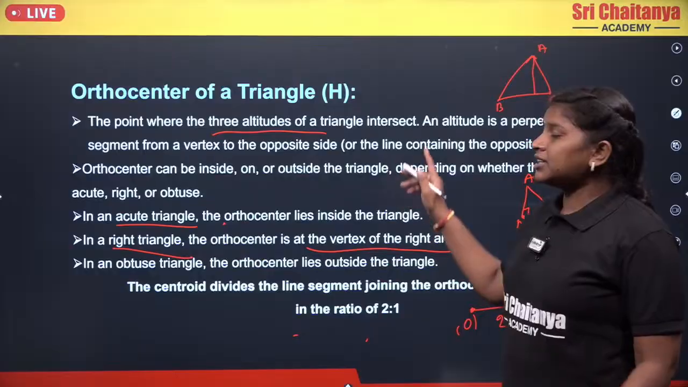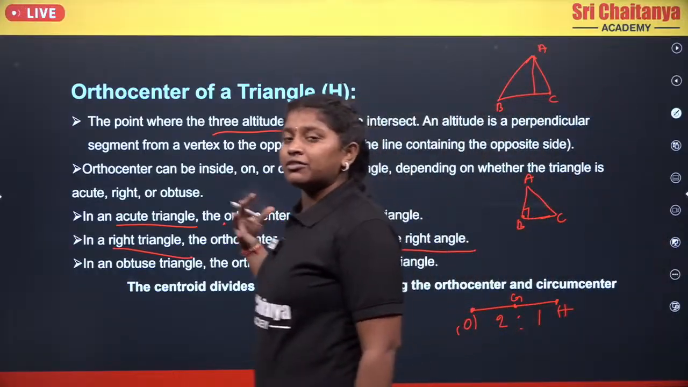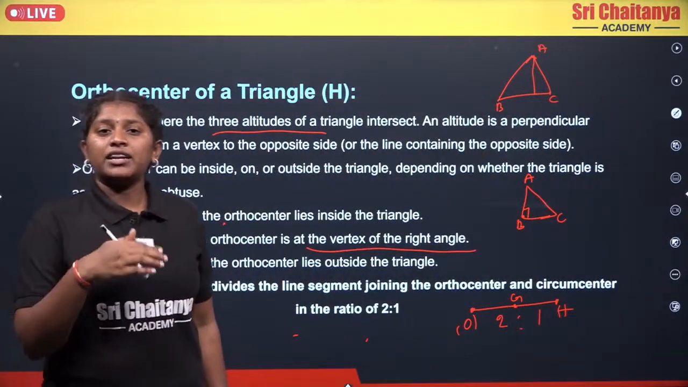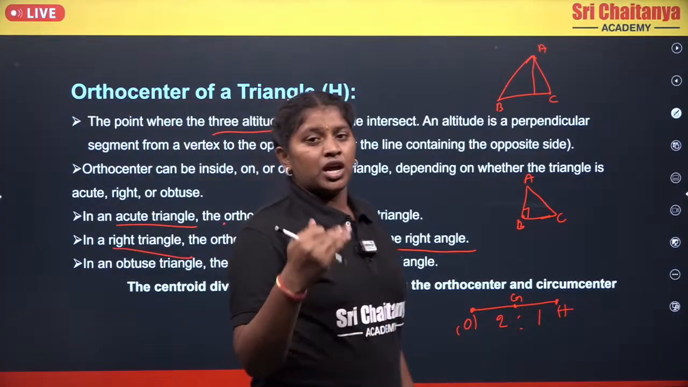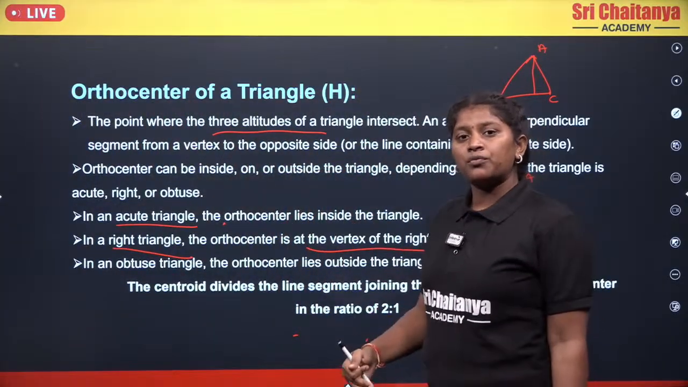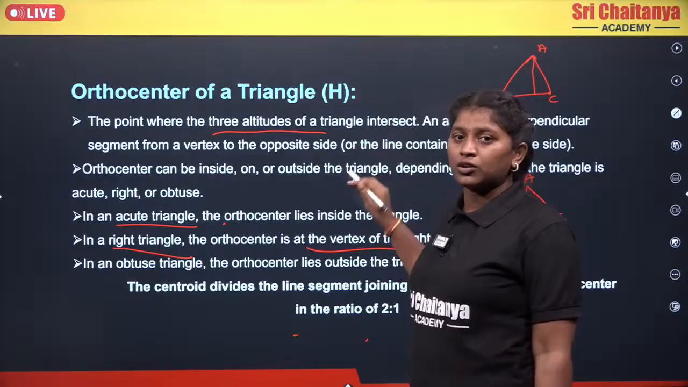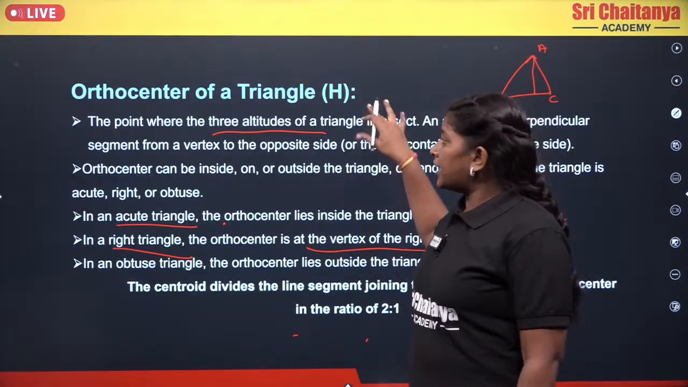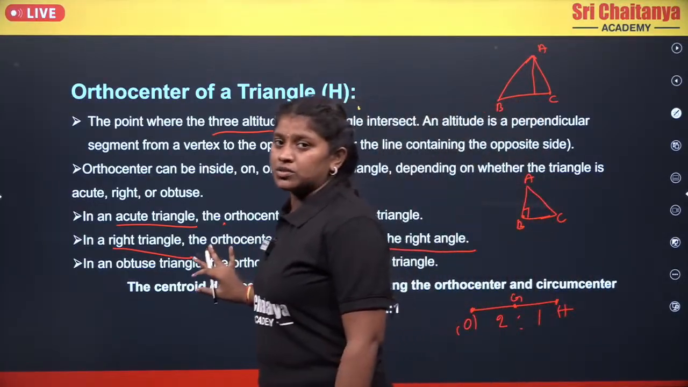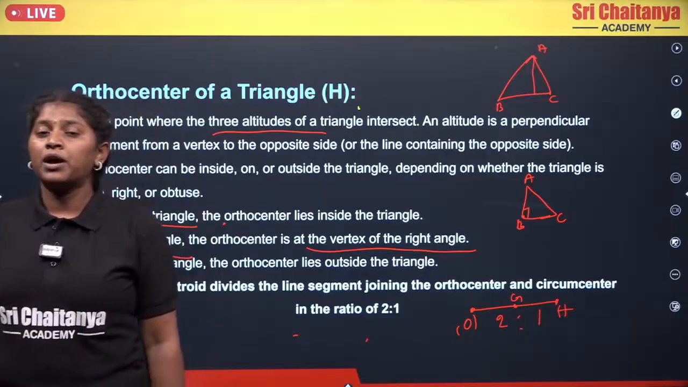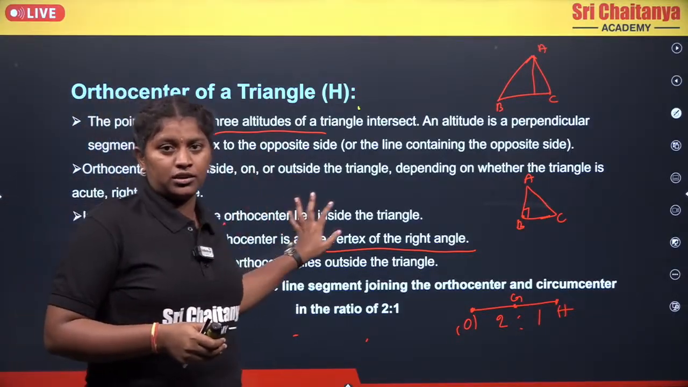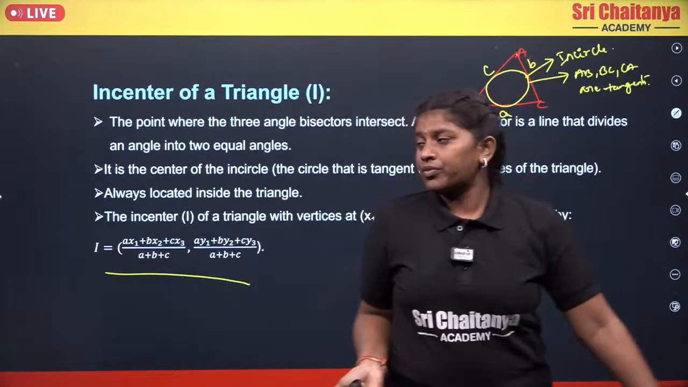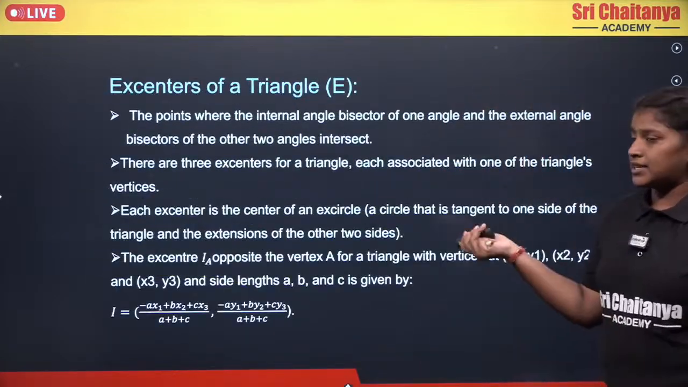Okay, and for the orthocenter, how can we find it? In our next class we will be discussing the slope and the equation of the line. After discussing the slope, we will discuss how to find the orthocenter. Why? Because here we are talking about the altitude, so we will be using the slope and the inclination in order to find the orthocenter. Okay, so now moving to the next, excenter.